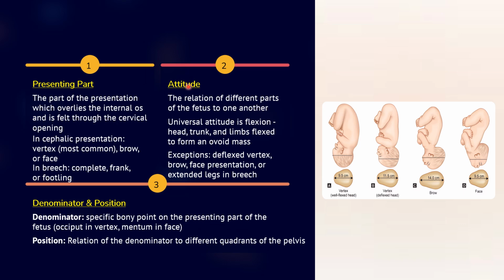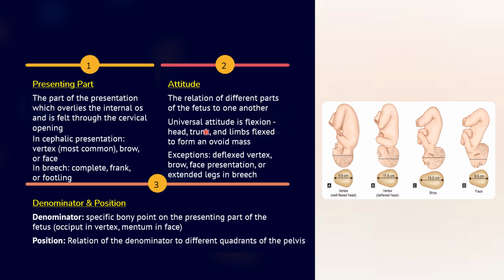So the other one is the attitude. This is the relation of the different parts of the fetus to one another, which is the head, the hand, the trunk, the relation of all these different parts. Okay, so when we say universal attitude, that means the baby is well flexed. The head is well flexed, and the trunk and the limbs are also flexed, and it forms an ovoid shape, that means like an egg shape. Then it is called a universal attitude.